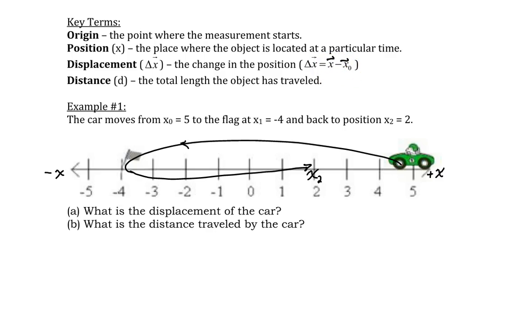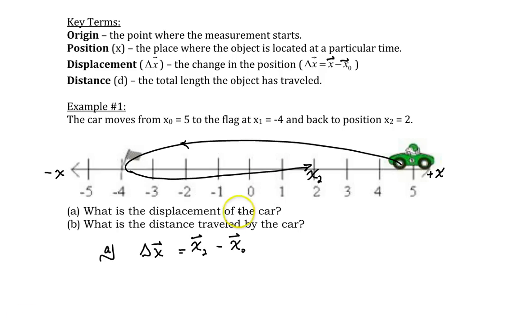So let's go to this question and tell me what you think is the displacement of the car, which is the change in position, and then also what is the distance that the car traveled. Let's start off with the displacement. That's delta x, which is the change in position, and that's the final position, which is at 2, minus the initial position, which is at 0. So we're going to take these two positions and we're going to subtract.